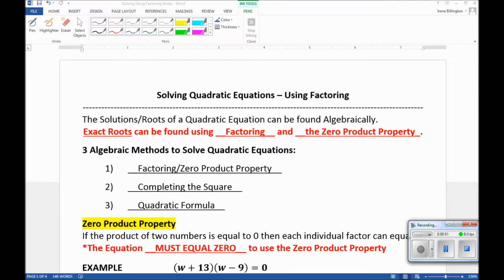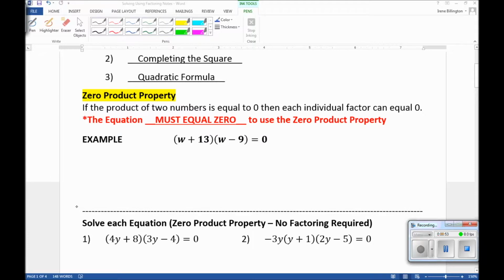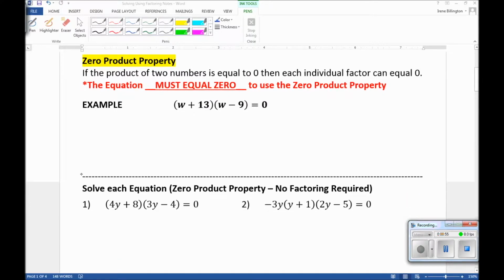So what is the zero product property? The zero product property says if the product of 2 numbers is equal to 0, then each individual factor can equal 0. Please note, your equation must equal 0 if you are using the zero product property.